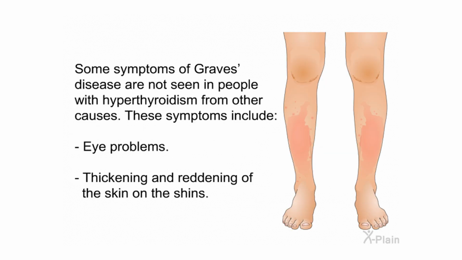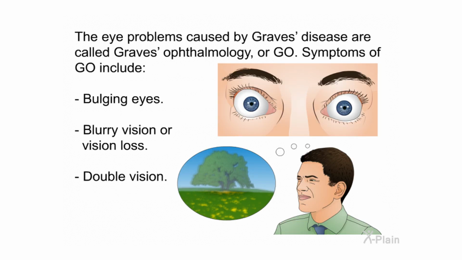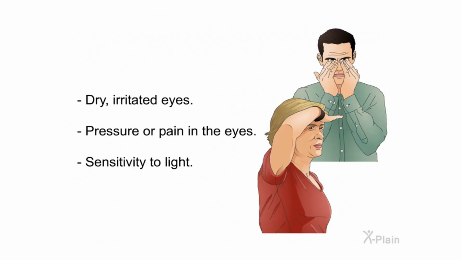Some symptoms of Graves' disease are not seen in people with hyperthyroidism from other causes. These symptoms include eye problems, and thickening and reddening of the skin on the shins. The eye problems caused by Graves' disease are called Graves' ophthalmopathy, or GO. Symptoms of GO include bulging eyes, blurry vision or vision loss, double vision, dry, irritated eyes, pressure or pain in the eyes, and sensitivity to light.